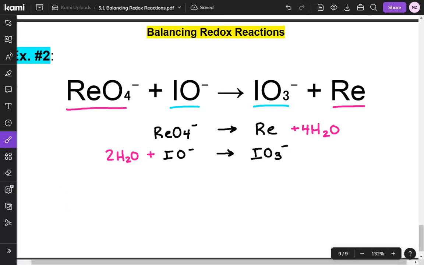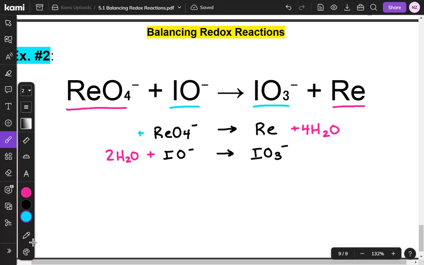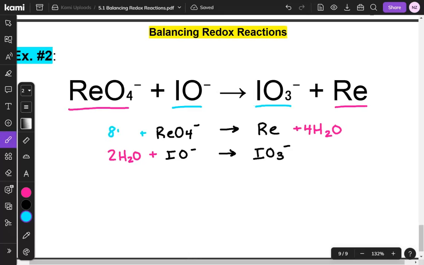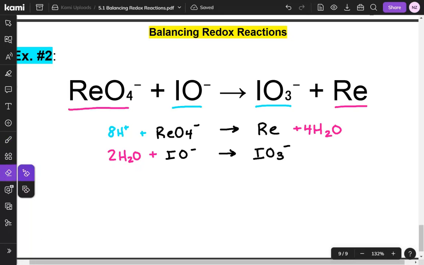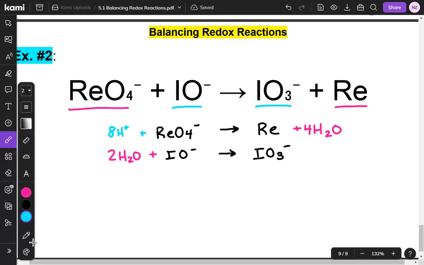Okay, now we want to balance hydrogen by adding H+. So in my first reaction, 4 times 2 gives me 8. So I'm going to add 8 hydrogens to the other side. In our second half reaction, 2 times 2 is 4. So we need 4 hydrogens on the opposite side to balance that out.